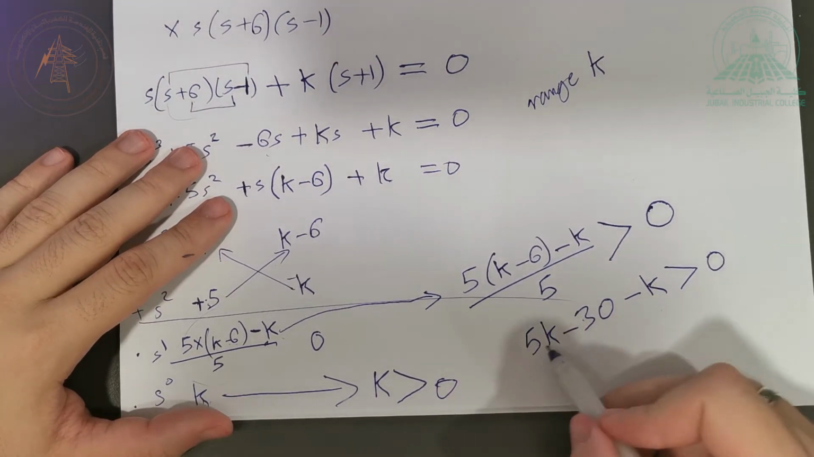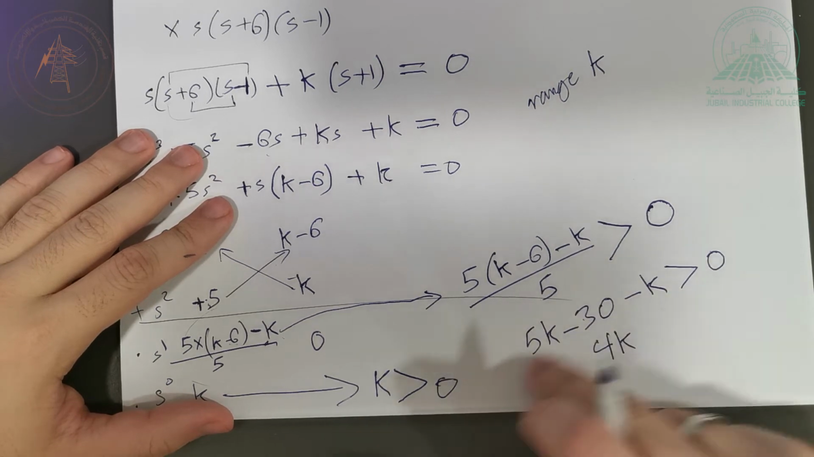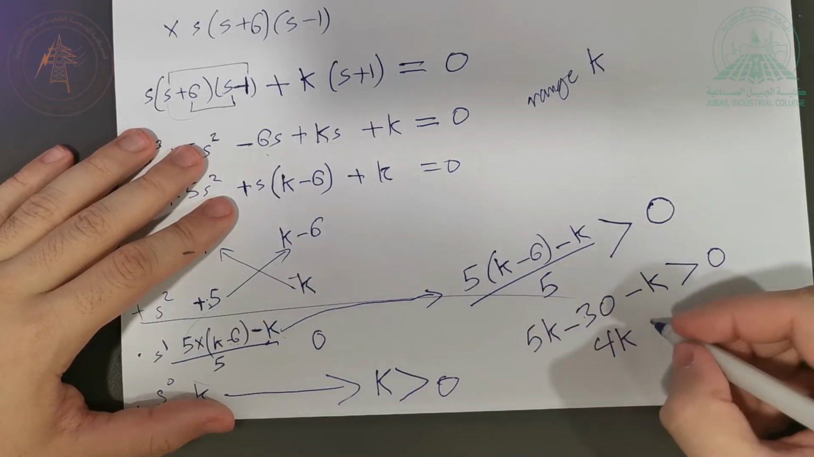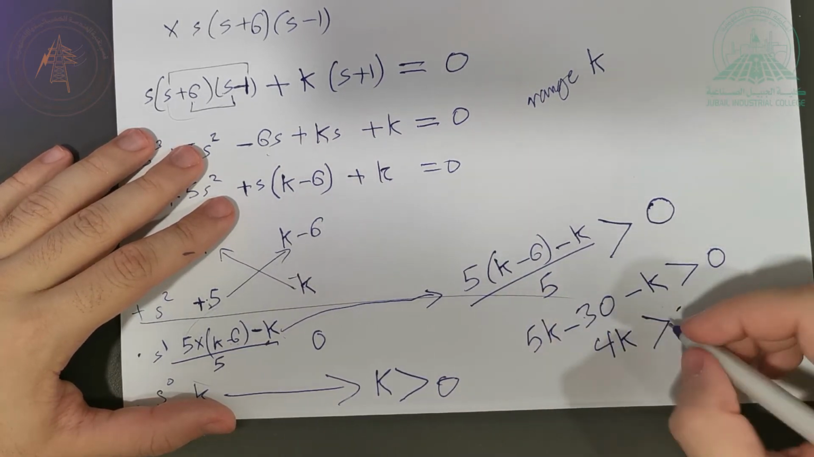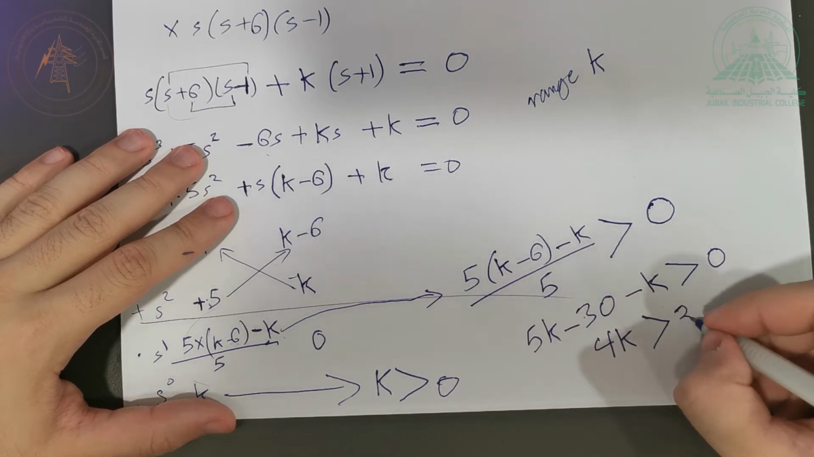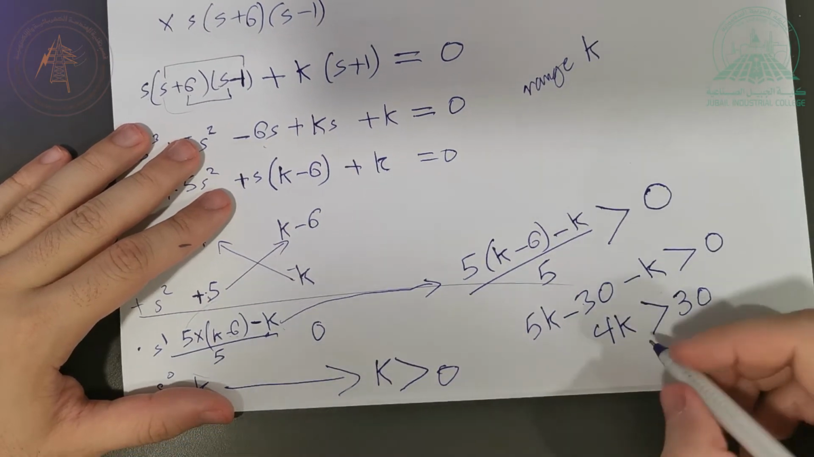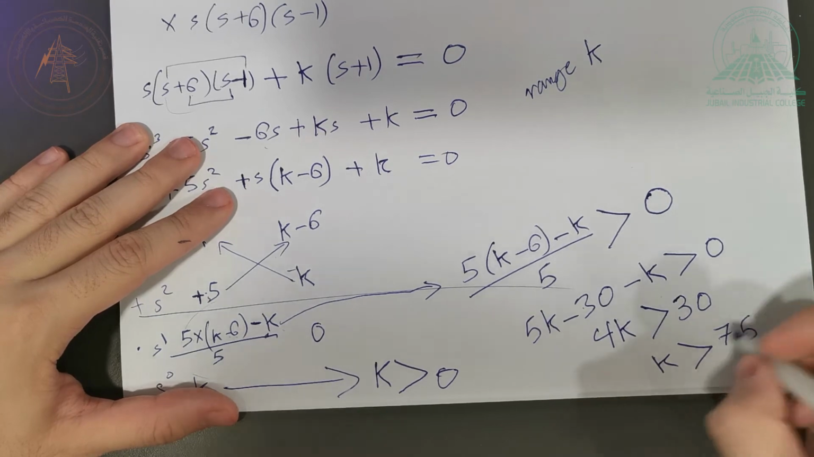Right? This 5 minus k becomes 4k, 5k minus k is 4k, minus 30. I can take it to the other side. So 4k has to be greater than, when I move to the other side I have to reverse the sign, the polarity. So it will become plus 30. Then divide both sides by 4. So k has to be greater than 7.5.